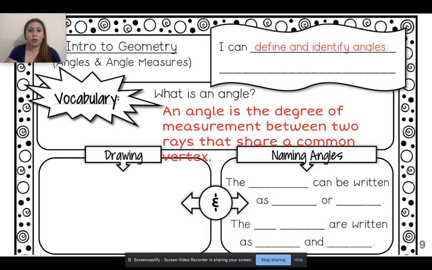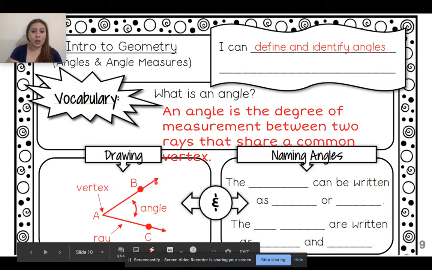So what is an angle? An angle is a degree of measurement between two rays that share a common vertex. So an angle looks like this. Here is my angle. Here is one ray connected with another ray. The space between the ray and the other ray is the angle. The point where they both meet is called the vertex. And then again, this is one ray and this is another ray.